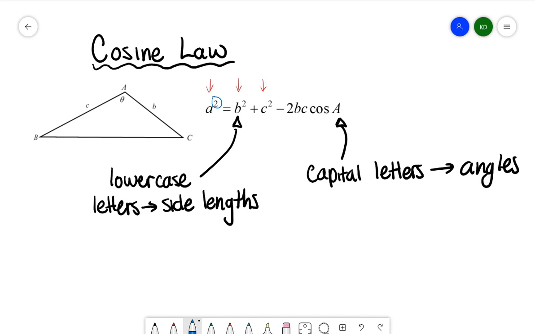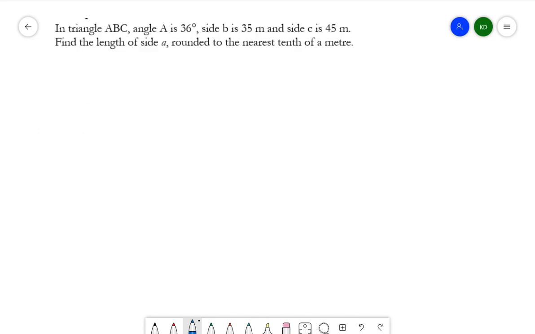Let's try an example. Here's our first example. In triangle ABC, angle A is 36 degrees, side b is 35 meters, and side c is 45 meters. Find the length of side a rounded to the nearest tenth of a meter. What we're going to start with is drawing a triangle. I'm not really picky about how I draw my triangle. I just have my triangle. I label my vertices as A, B, and C, and then I label my sides.